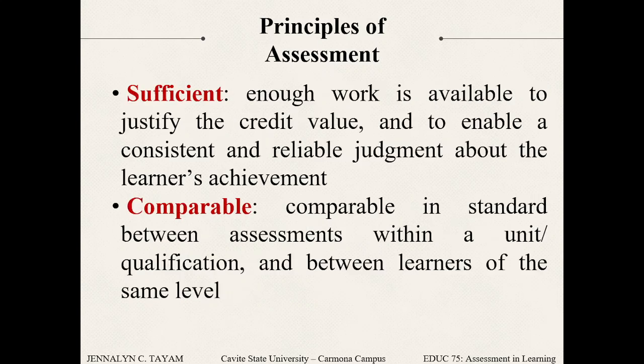On the next slide, we have assessment should be sufficient and comparable. Assessment being sufficient means that there should be enough work available to justify the credit value and to enable a consistent and reliable judgment about the learner's achievement. Simply, it means that assessment should measure a good scope of what you are trying to measure based on the learning outcomes. The next one, assessment should be comparable in standard between assessments within a specific unit or qualification and between learners of the same level.